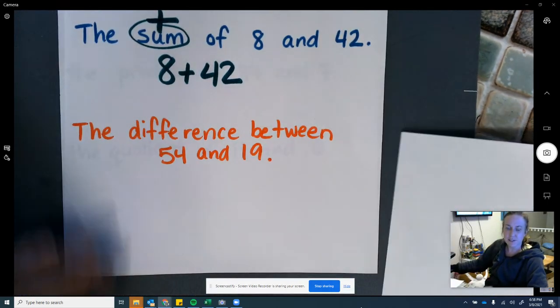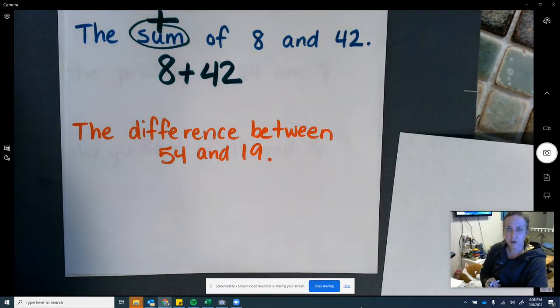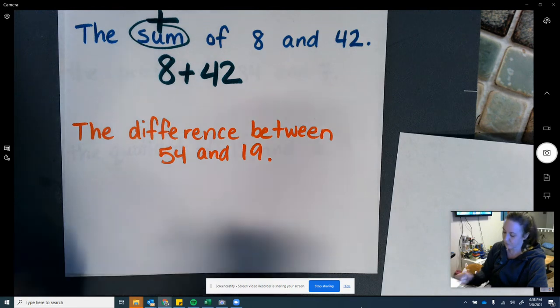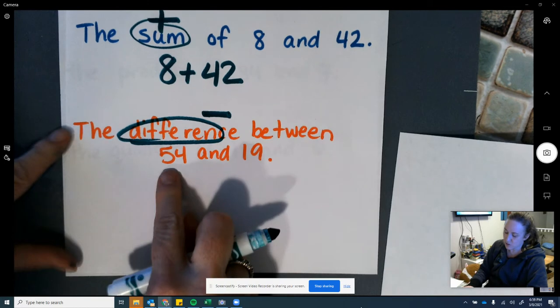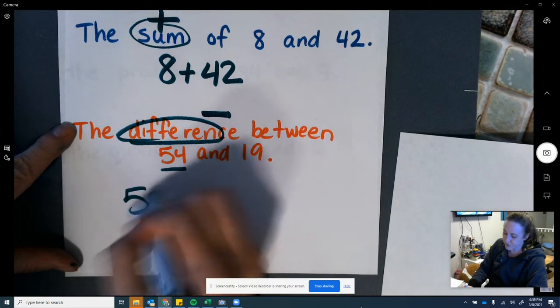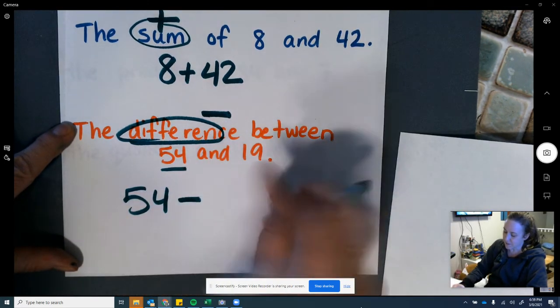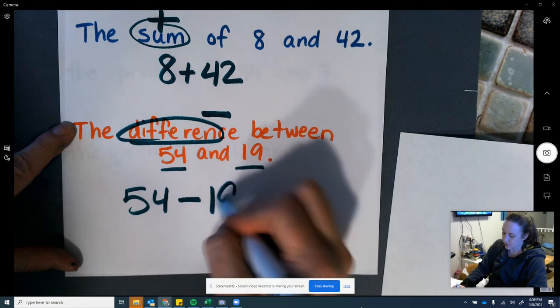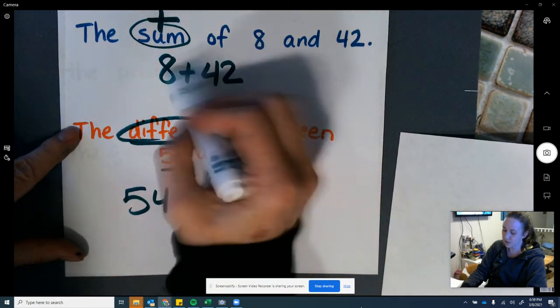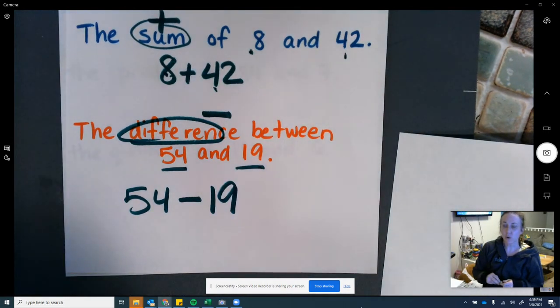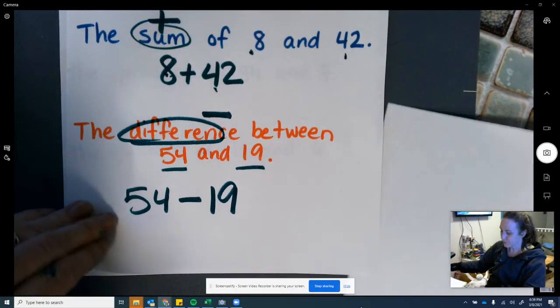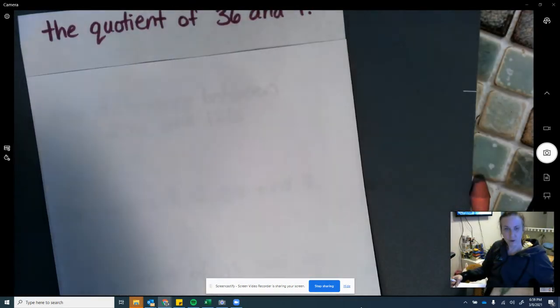The difference between 54 and 19. The difference means everything subtraction, so we have to start with our first number, 54, minus our second number, 19. And you notice on this one too, I did the first one here and the second one there. The order does make a difference. Okay, one more page of these.